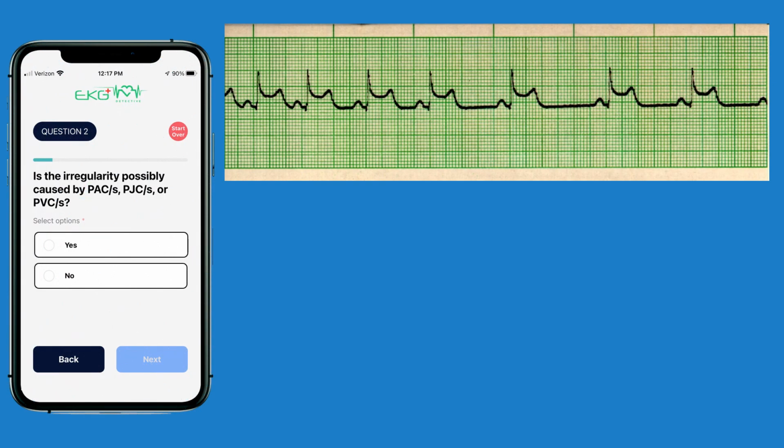Question 2 is going to ask us if the irregularity is possibly caused by PACs, PJCs, or PVCs. So let's go ahead and take a look again at the criteria for these fundamental ectopic beats.